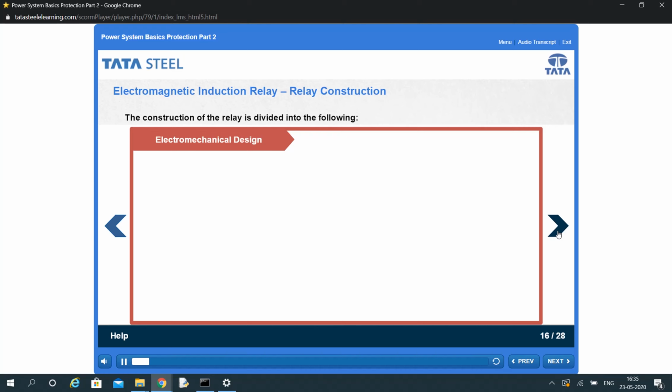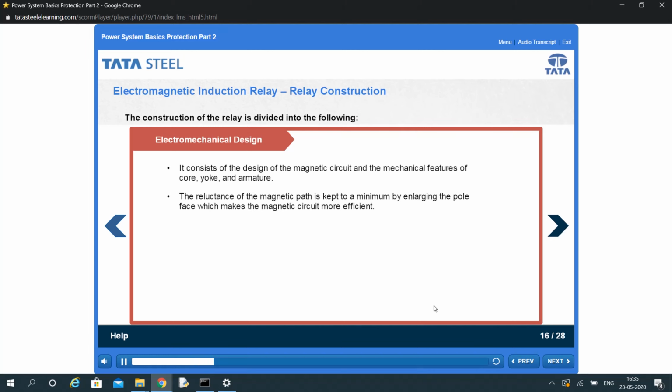Electromechanical design. It consists of the design of the magnetic circuit and the mechanical features of core, yoke and armature. The reluctance of the magnetic path is kept to a minimum by enlarging the pole face, which makes the magnetic circuit more efficient. AC electromagnets made from soft iron, low carbon steel core having a slot for mounting shaded rings are common.